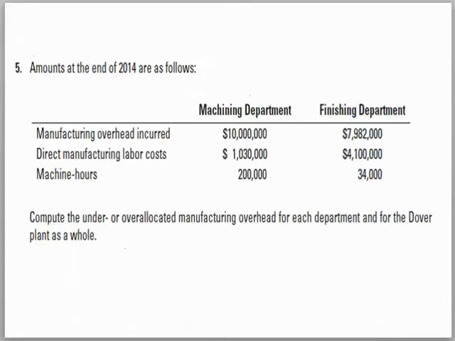Then, fifth question, amounts at the end of 2014 are as follows. Manufacturing overhead incurred 10 million in machining department and 7,982,000 in finishing department. Direct manufacturing labor costs 1,030,000 in machining department and 4,100,000 in finishing department, and the machine hours in machining department 200,000 hours and in the finishing department 34,000 hours. He wants to compute the under or over allocated overhead for each department and for the Dover plant as a whole.